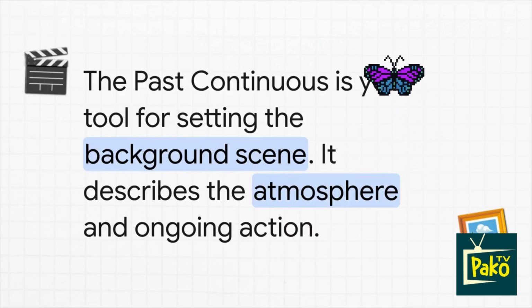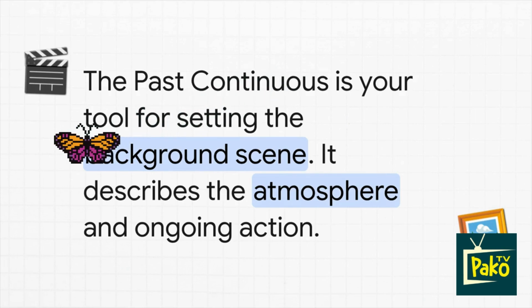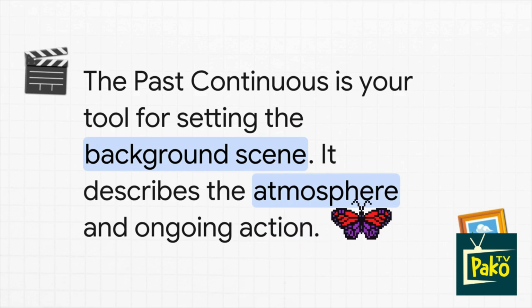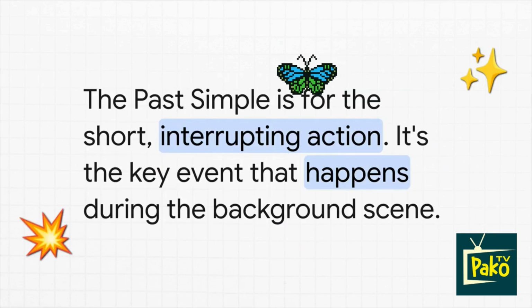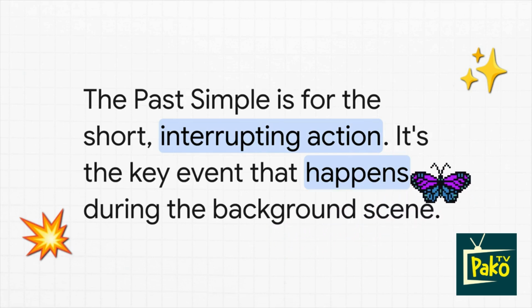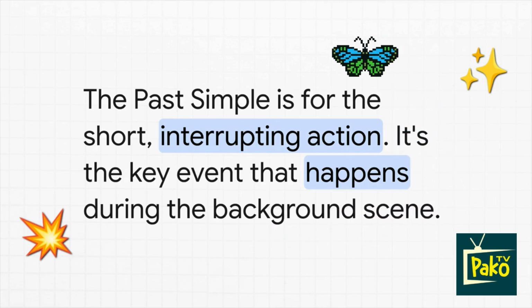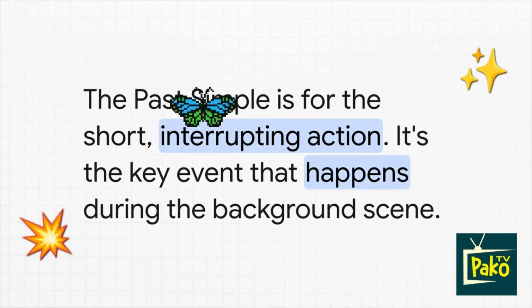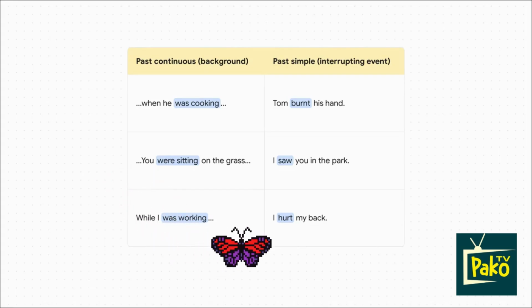So really, you should think of yourself as a movie director. The past continuous is your go-to camera shot for setting the scene. It describes the background, the atmosphere, what was already happening when the real action, the drama, is about to kick off. And this is where it gets really cool. Once you've set that background with the past continuous, you bring in the past simple, our regular past tense, for the short, interrupting action. It's the thing that happens while the other thing was happening. See the difference?